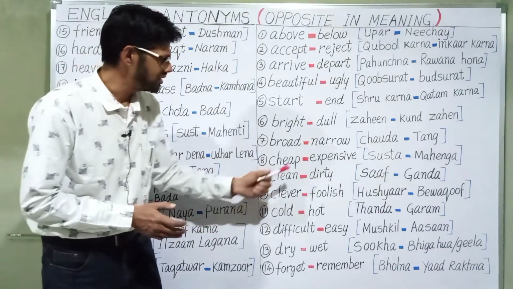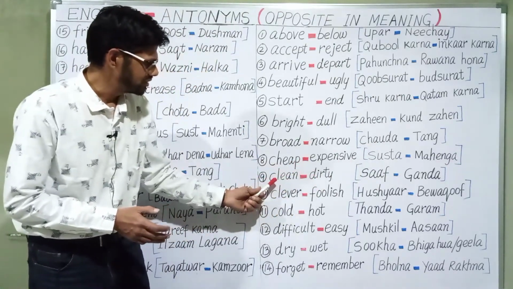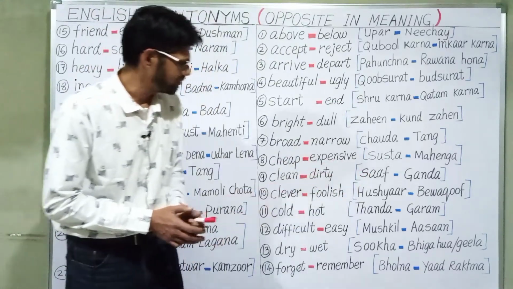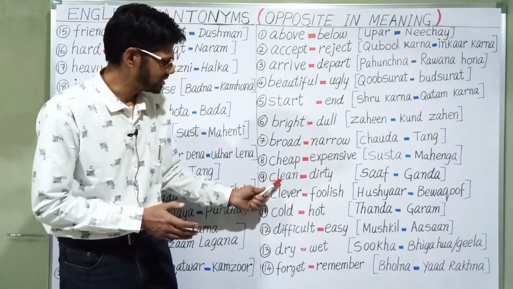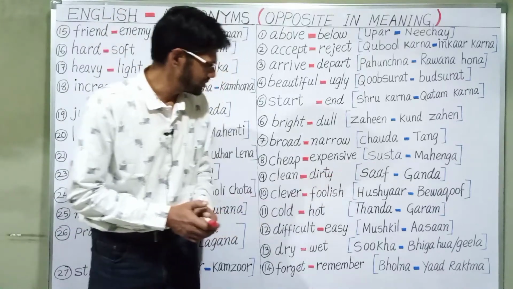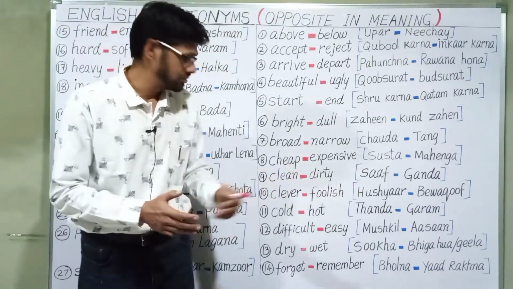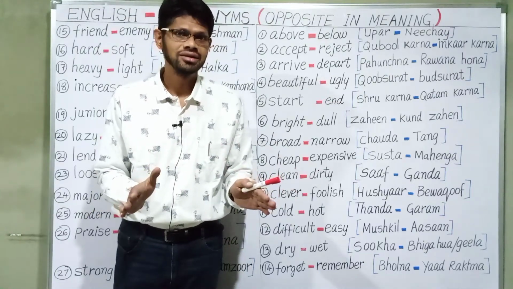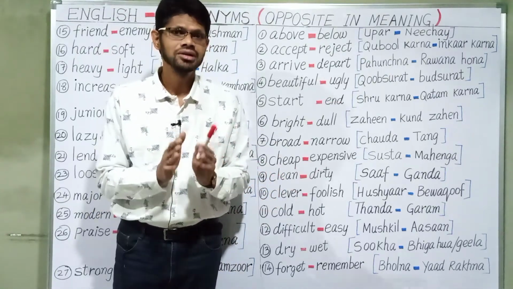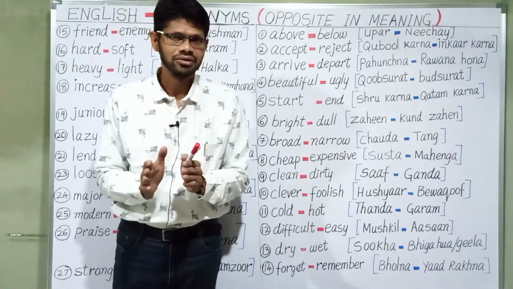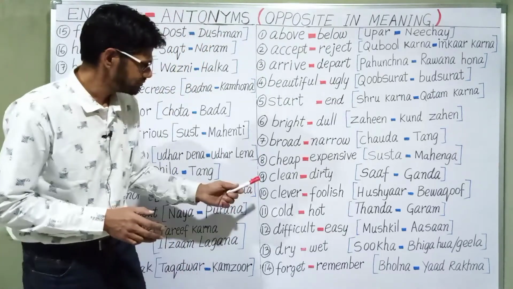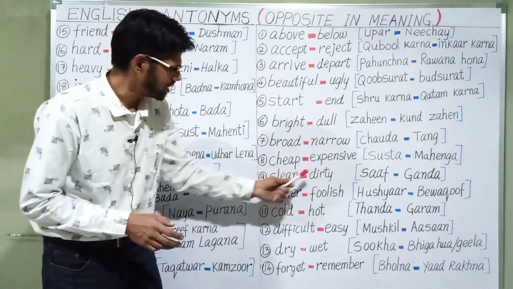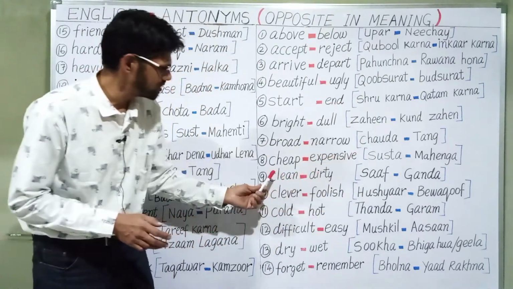Next one, clean and dirty. What is the opposite of clean? Dirty. So clean means साफ, साफ रखना. Dirty, गंदा. So we can make many sentences. We should keep our surroundings clean so that we can live a healthy and fine life. Dirty means गंदा. So the opposite of clean is dirty.